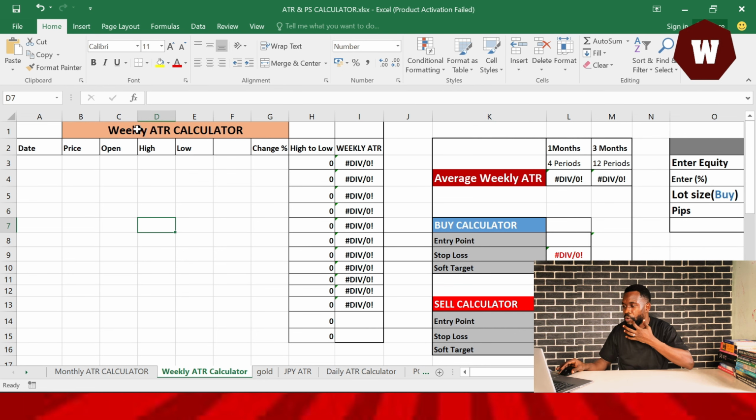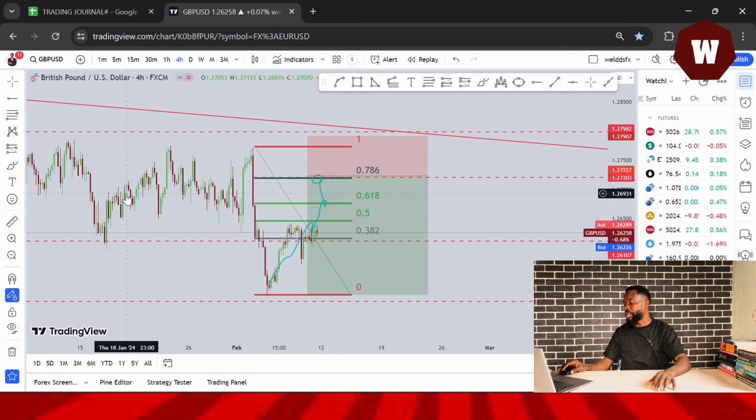How do you use the ATR calculator? All that has been explained in previous videos. If you want to know exactly how I use ATR, you can watch the video on the ATR calculator here, on how to set a correct stop loss and take profit using ATR. Okay, so that is that about the pound against the US dollar.